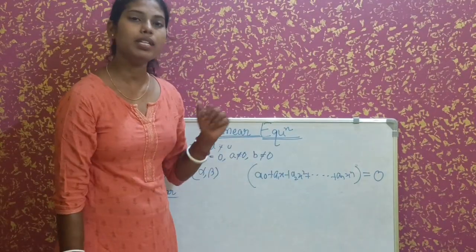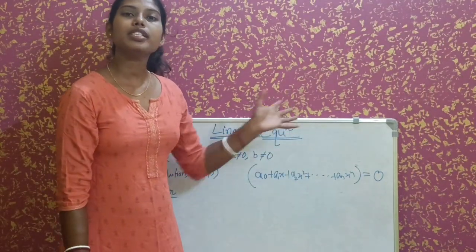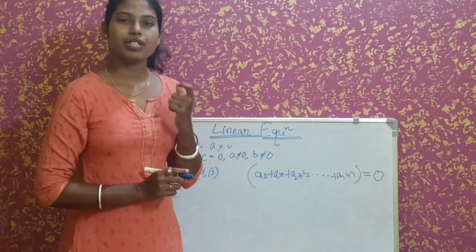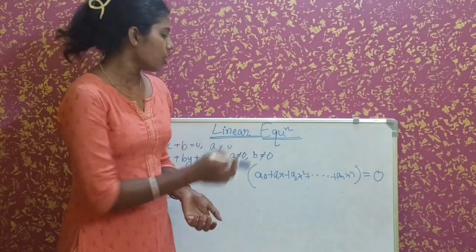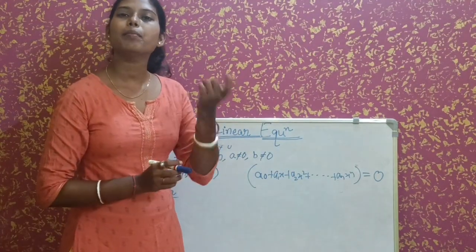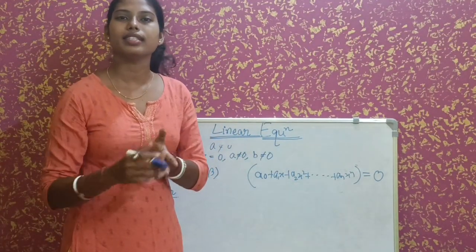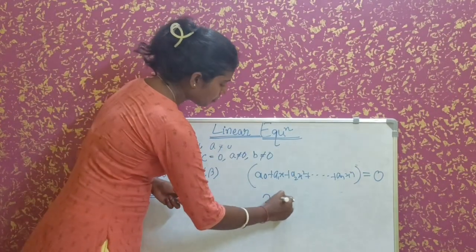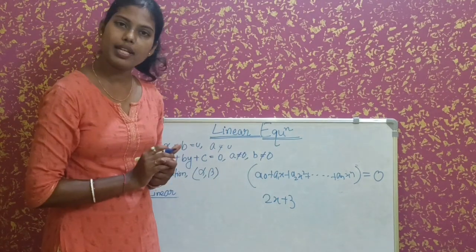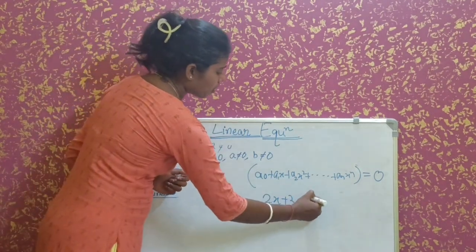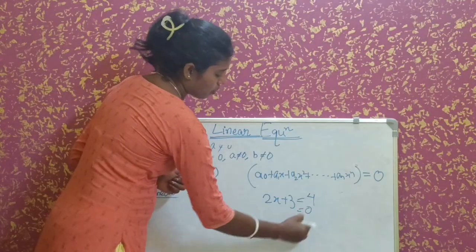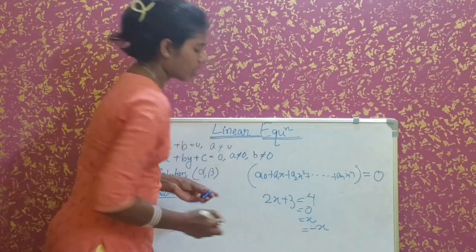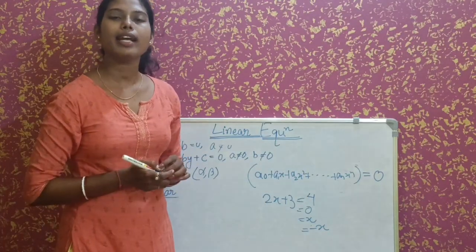So 0 is a real number. Whenever a polynomial is equated with anything, that expression becomes an equation. An equation is nothing but a polynomial equated with any other real number or variable. If 2x plus 3 is a polynomial, and we equate it with 4 or 0 or x or any other number, all of these represent an equation.